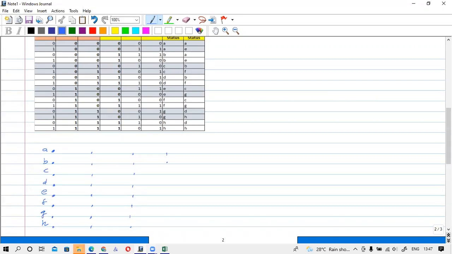This will be our third clock cycle. This will be our seventh clock cycle. These are our clock cycles. So this will be our first cycle, and this will be our second cycle. This will be our third. This will be fourth. This will be fifth.